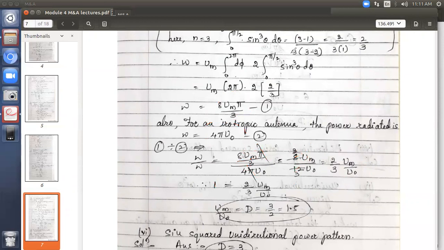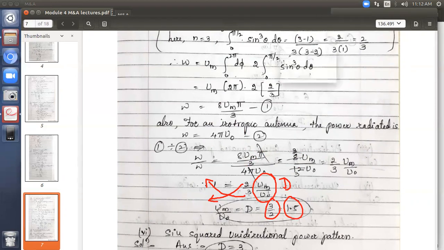Okay. After that, if you check, Um by u naught is directivity D. So D is equal to, take 2 to this side, 3 to this side numerator, 2 to the denominator. It will be 3 by 2, which is 1.5. Okay. So this is for bidirectional sine square pattern.